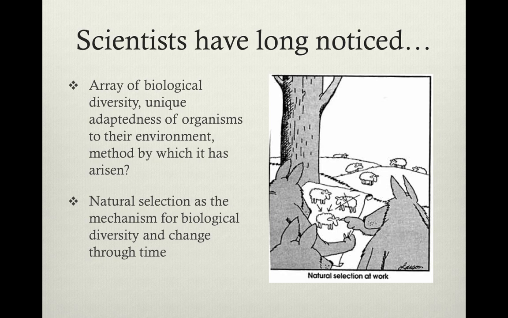And so natural selection is the method that we are going to talk about, that is the mechanism for both the emergence of biological diversity and the change through time of how species look, of the many forms that life can take on this planet.